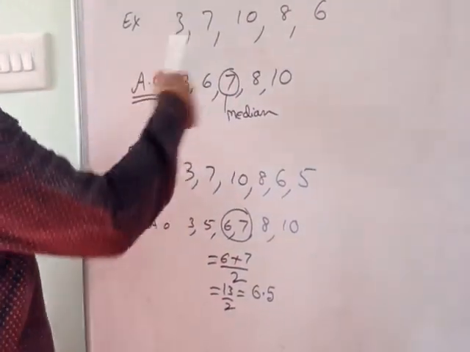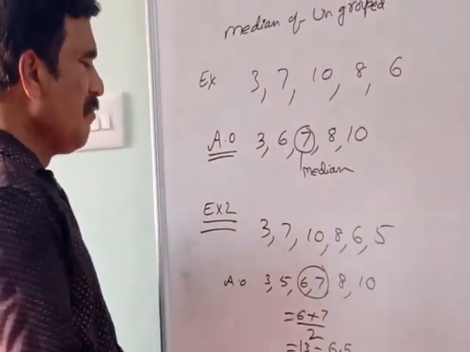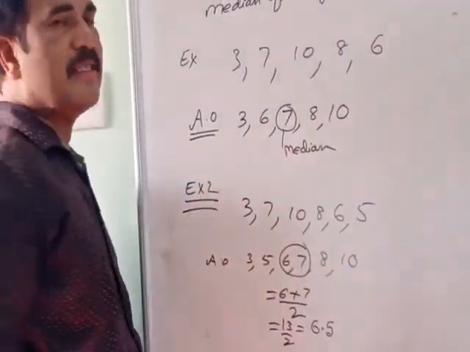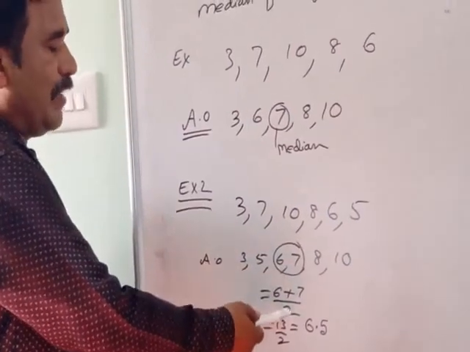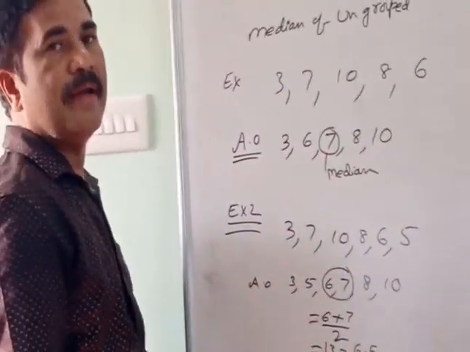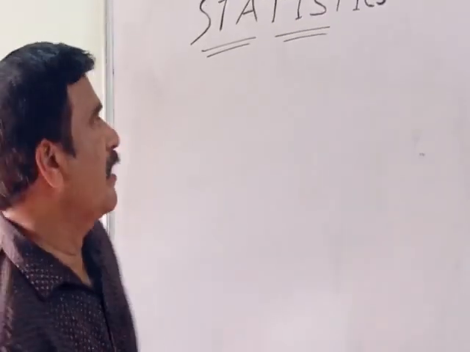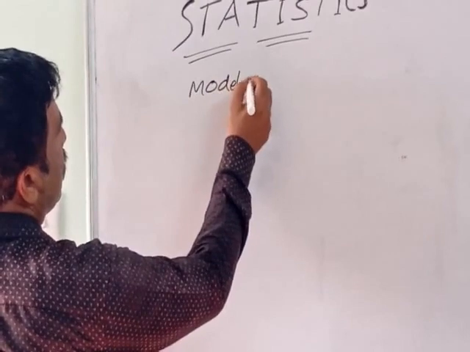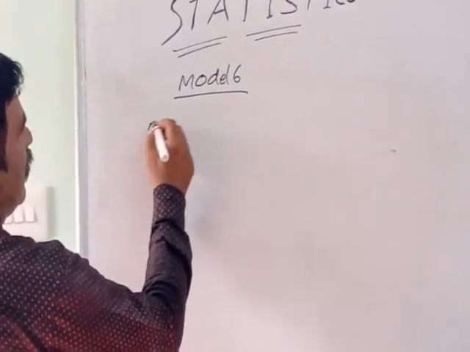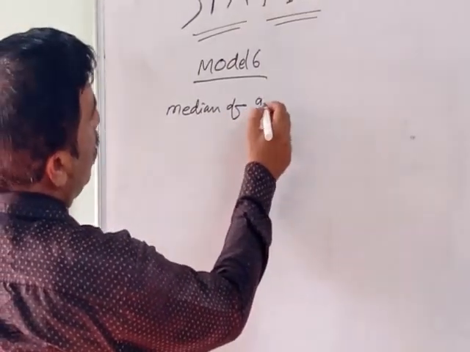That means if an odd number of values are there, there is only one median. If an even number of observations are there, there are 2 middle values. Average them and you will get the median. Now, coming into model 6. This is the median of grouped data.